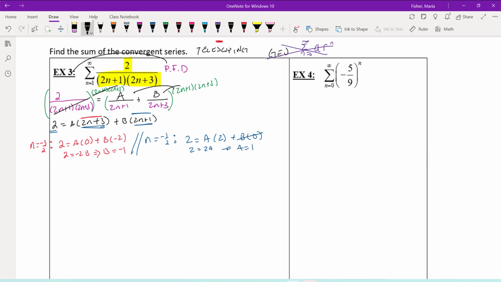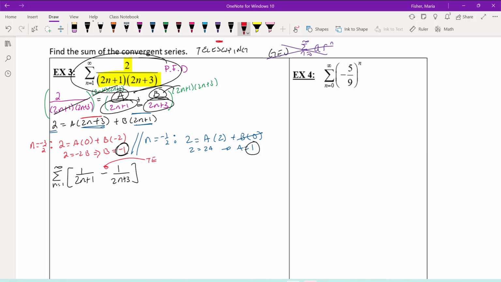So I can rewrite this as the sum from n equals 1 to infinity of A, which is 1 over (2n plus 1), and then it should be plus B, but plus a negative is really minus, and then it's going to be 1 over (2n plus 3). Well, now I can see that I'm telescoping. Why am I telescoping? Because of the minus sign.